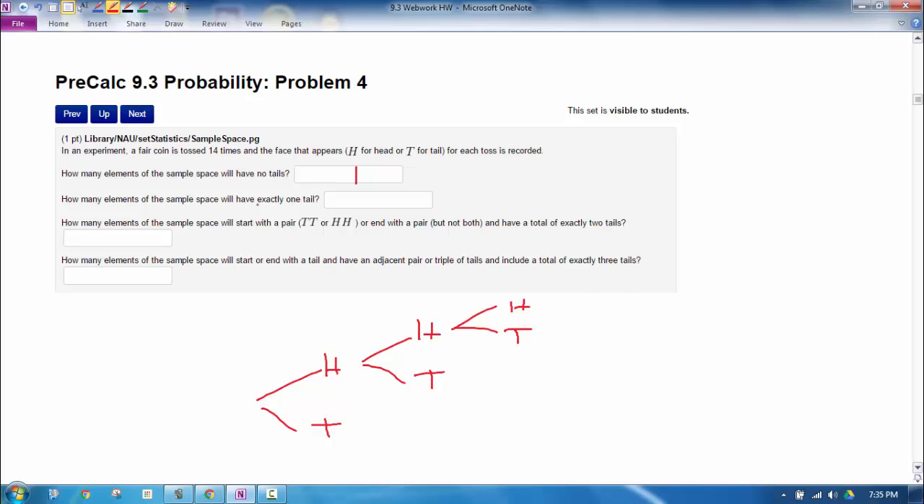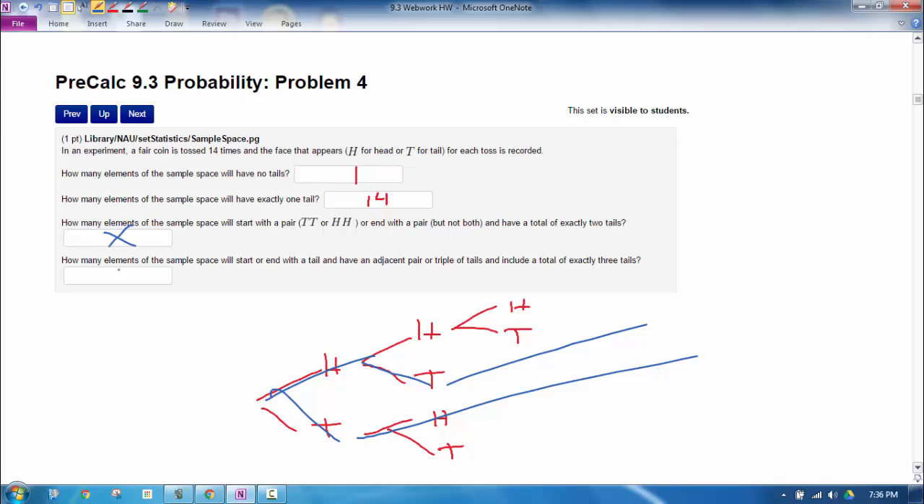How many elements of the sample space has exactly 1 tail? There's 14 different ways you could do that. You could choose the 1 tail this way, and then you got to go heads the rest of the way out, or you could go head and then choose your 1 tail here and go heads the rest of the way out. But there ends up being 14 ways you can do that. And we're not going to worry about the last 2 questions. I'm not going to ask you anything like that.